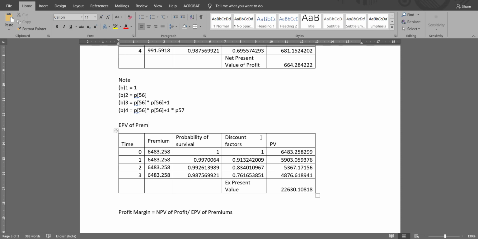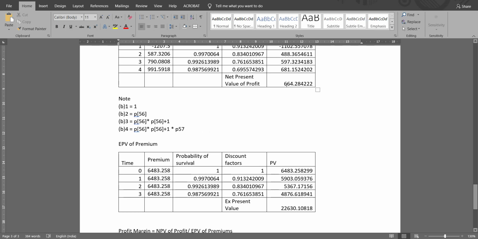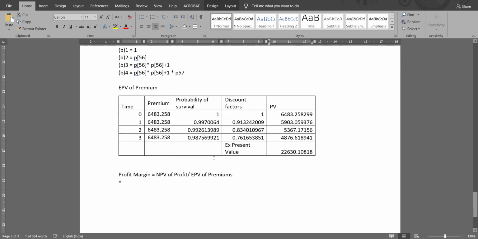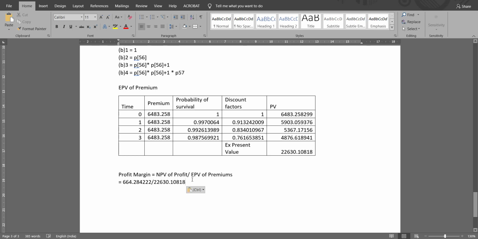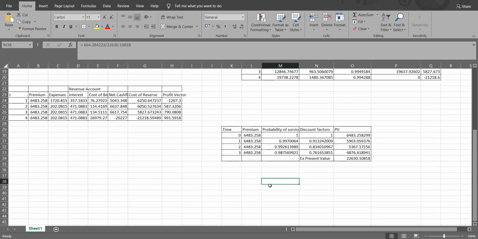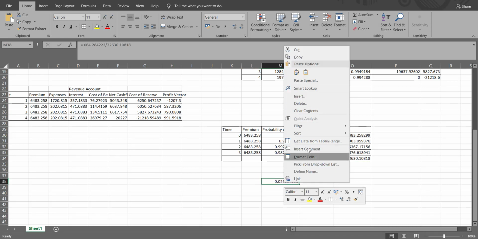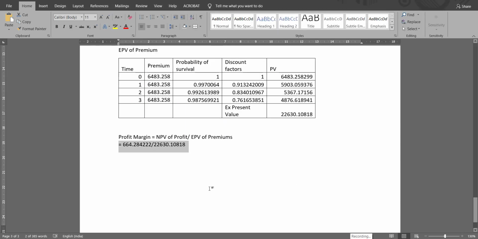EPV of premium. Now what is your profit margin? Your profit margin is net present value of profit divided by EPV of premium. So that will just be this number divided by this number. To get the answer, just paste this in Excel and get the answer in percentage. So just Control V, go to format cells, click on percentage, 2 digits, OK, copy, Alt Tab, equal to, Control V. Okay, so this is how you solve this question.